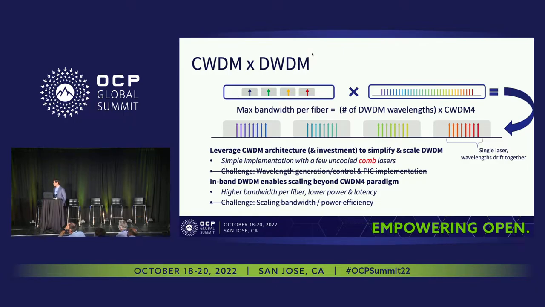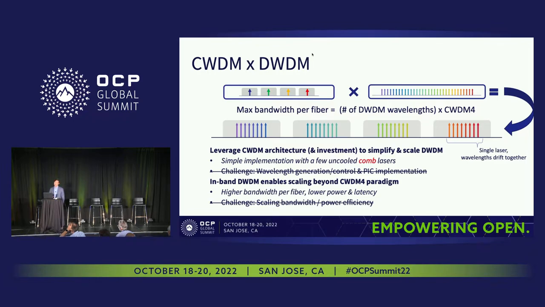Some key things to point out on the implementation side: within each CWDM band, we would use a single comb laser. The wavelengths actually drift together as a result of one of the properties of the comb lasers, and so we can let the laser itself be uncooled and thermally drift. Basically, it looks like a CWDM4 implementation. We would have 4 separate lasers. They're uncooled. We let them drift. But the difference is that out of each laser, we get many multiples of DWDM wavelengths, each of which can be a data carrier. And so that multiplies the total achievable bandwidth compared to the original CWDM4 implementation, which just has 4 lambdas.